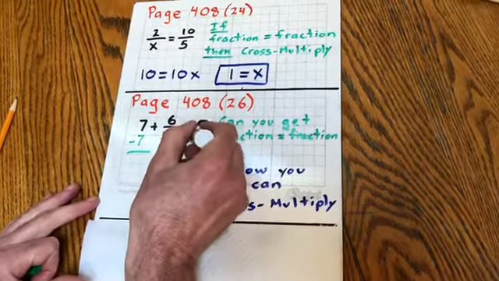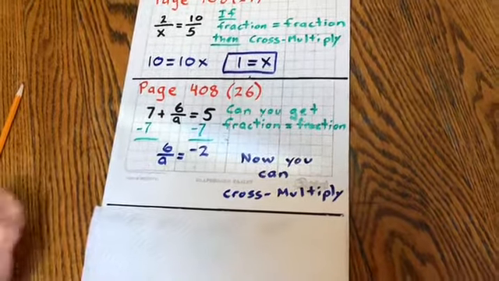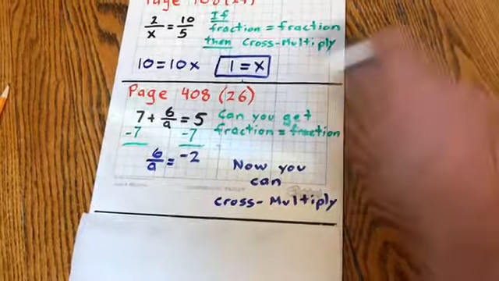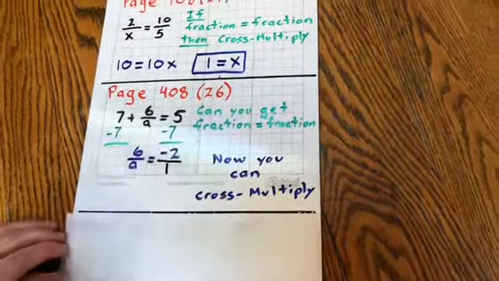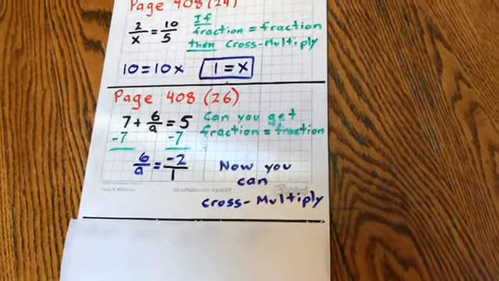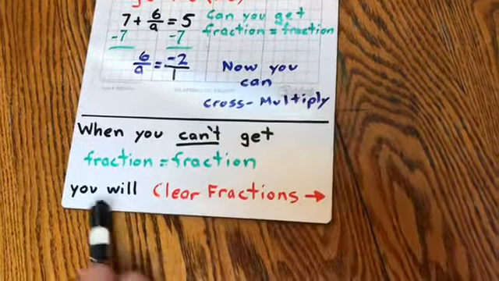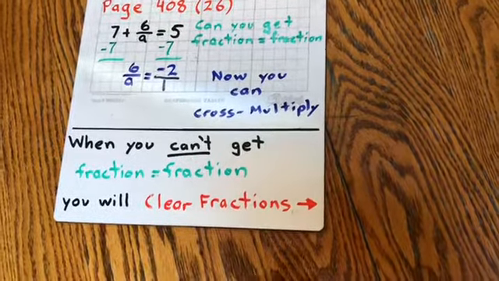Subtract 7 from both sides. And notice now you've got 6 over a equals negative 2. Why don't we put that negative 2 over a 1, and voila, we have a fraction equal to a fraction. Now you can cross multiply. When you can't get a fraction equal to a fraction, then you will clear fractions.